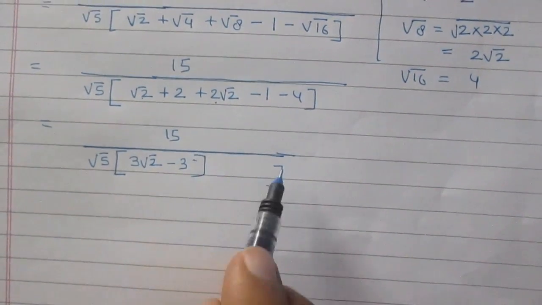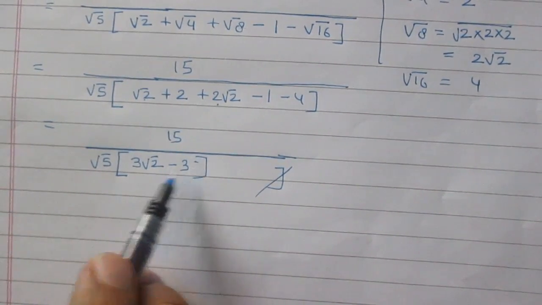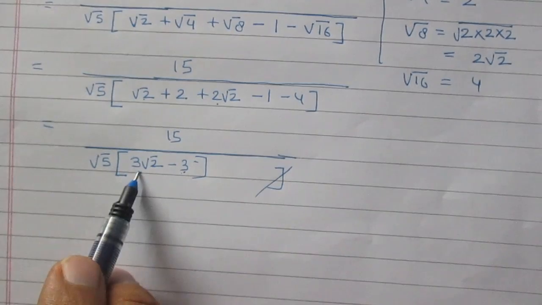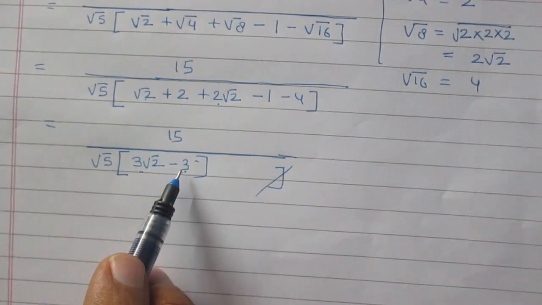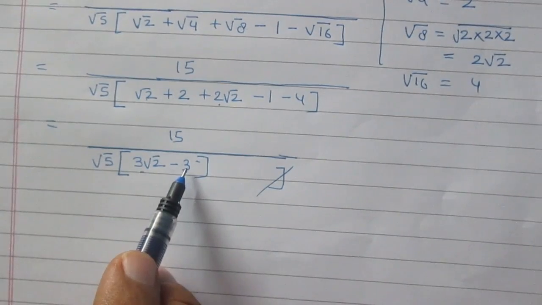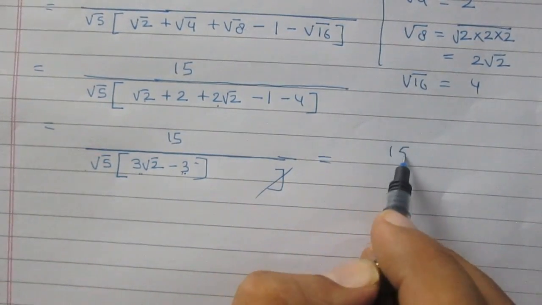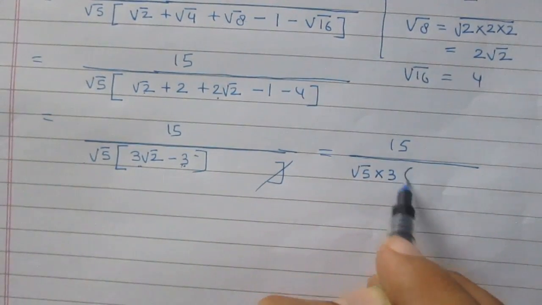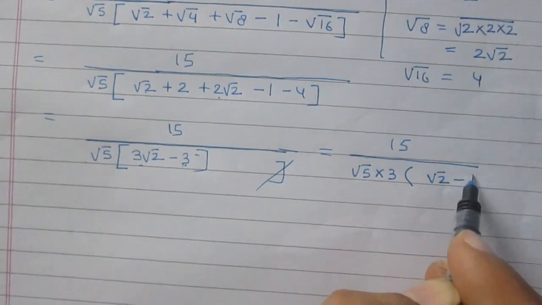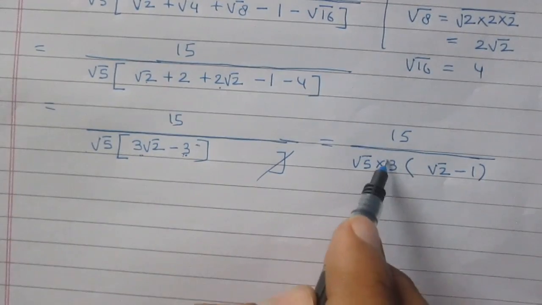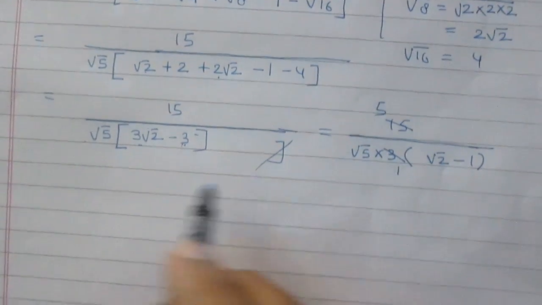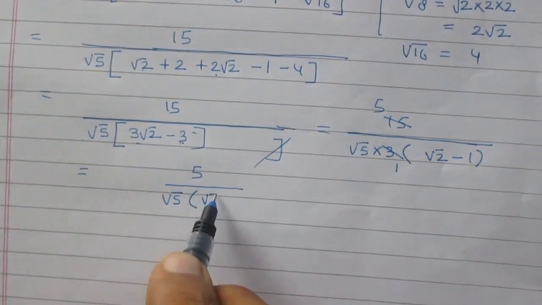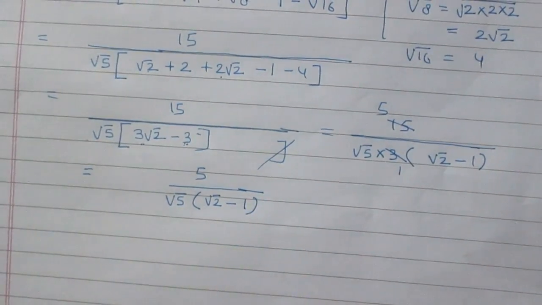So here we see that in the brackets there are two terms in which 3 is a common number. Further we can take 3 as a common number and write it outside the bracket. The fraction will become 15 divided by square root of 5 multiplied by square root of 3, and inside the brackets it is square root 2 minus 1. 3 and 15, 3 ones are 3, 3 5s are 15. The fraction will become 5 divided by square root 5 whole multiplied by square root 2 minus 1.